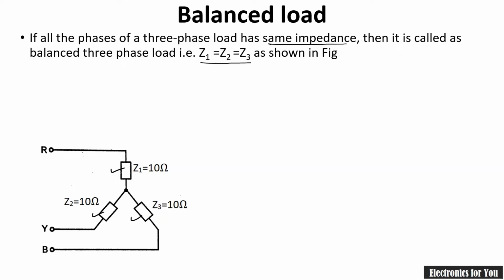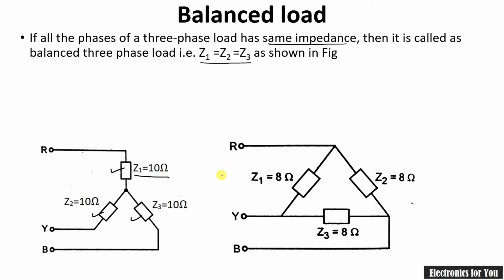This is a balanced star connection where each impedance is 10 ohm. Similarly, we can have a balanced load of 8 ohm in our delta connection also. So this is a balanced delta connection because all the impedances here are of 8 ohm.